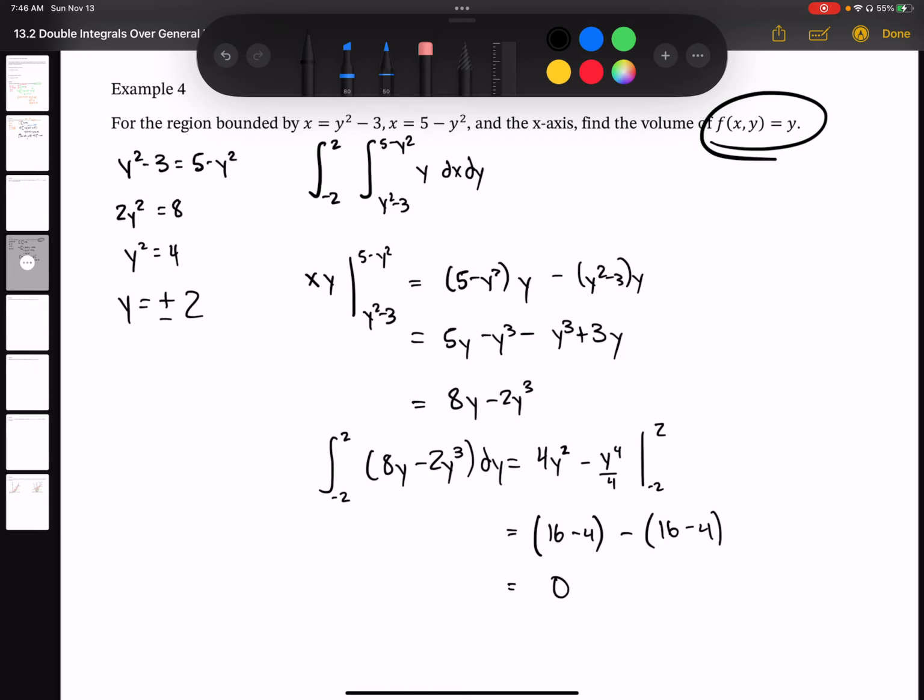All right. So that's our video on double integrals over non-rectangular regions. Same as 13.1, except it's not rectangular. All right. See you in class.